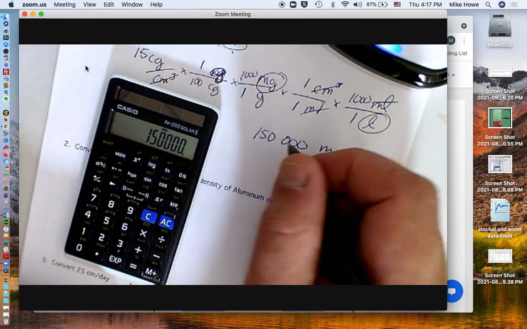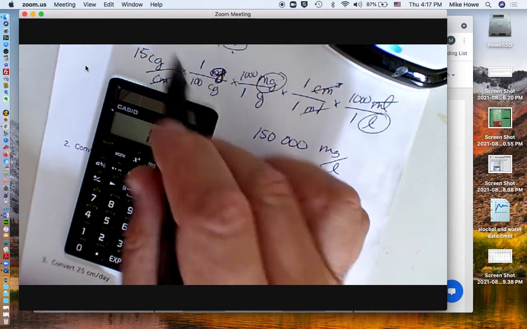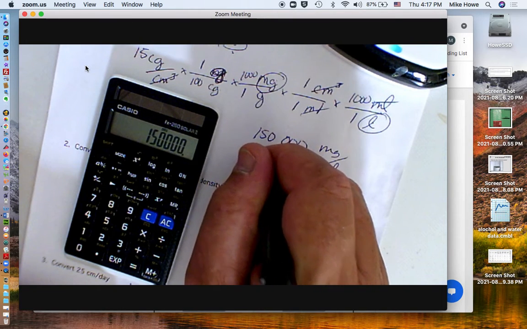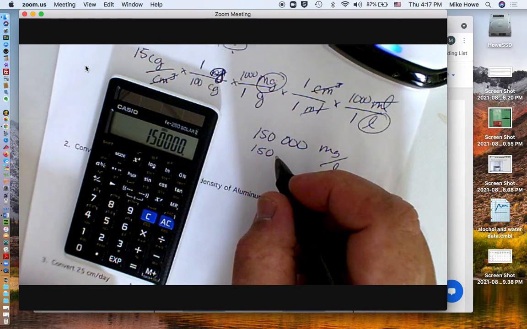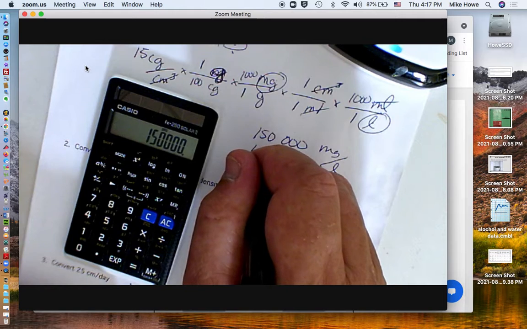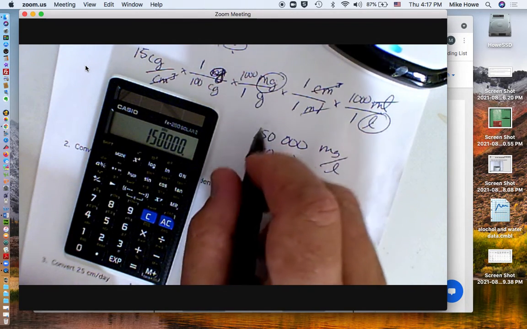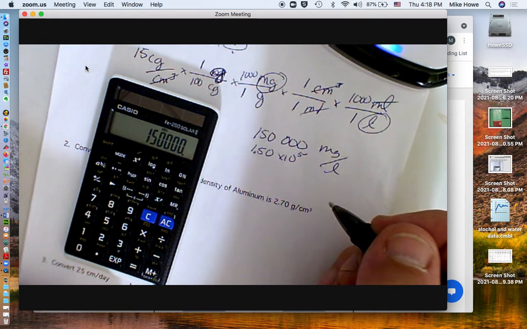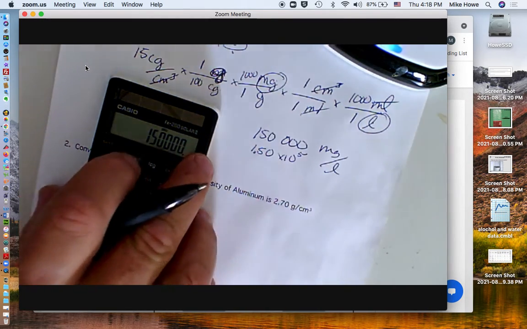Now the problem with this is that 150,000 has 2 sig figs in it because there's no decimal. But this number had 3, so we need to write this with 3 sig figs. We can't just put a decimal after the 150 and call it good, because that would be like saying $150,000 is the same thing as $150. That wouldn't make sense. So what we do is we put it in scientific notation. So we'd have 1.50 times 10 to the, you count them, 1, 2, 3, 4, 5. So 1.50 times 10 to the 5th milligrams per liter would be our answer.